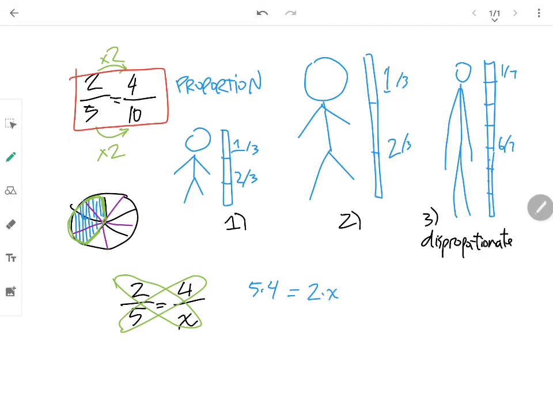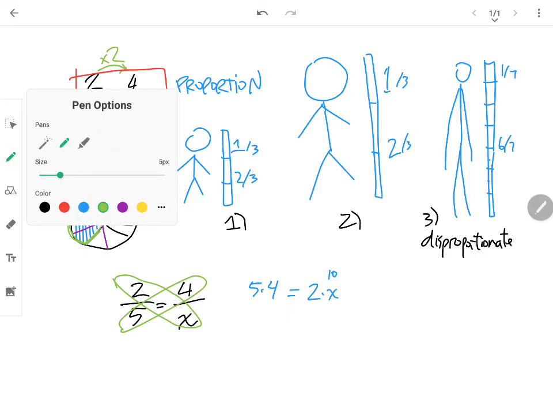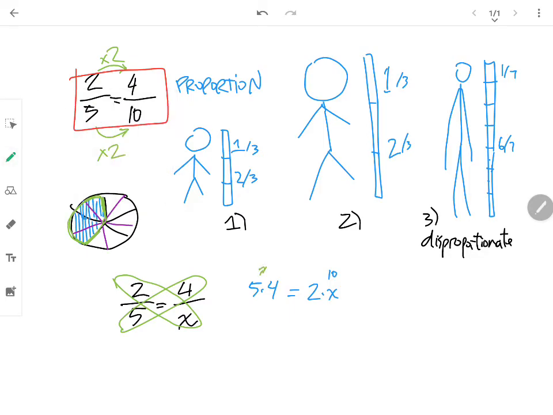And now we already know what x is from our original example. We know that x is 10, okay? So we can look up here, above, 5 times 4, well, that just equals 20. And 2 times 10, well, that also equals 20. Okay, so we know that that is true, okay?